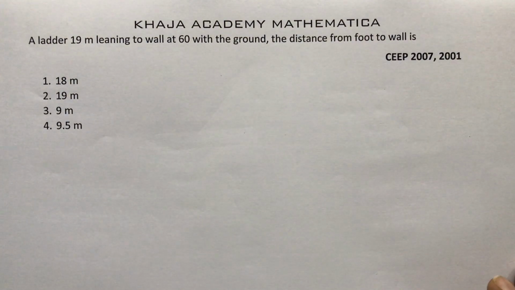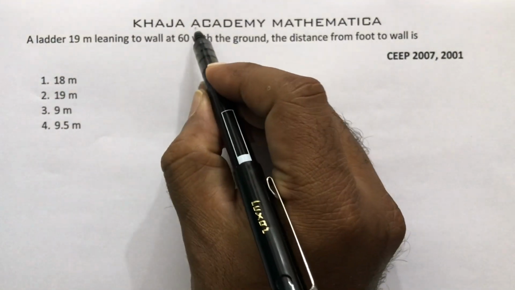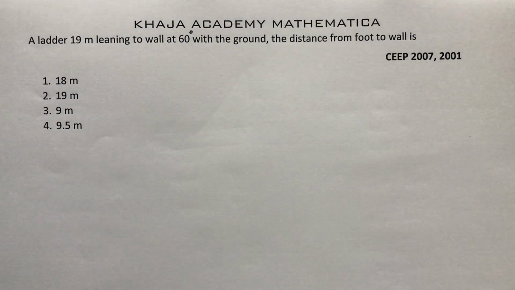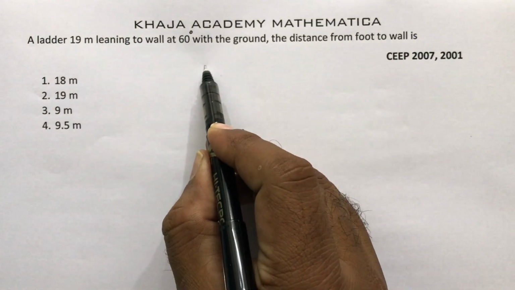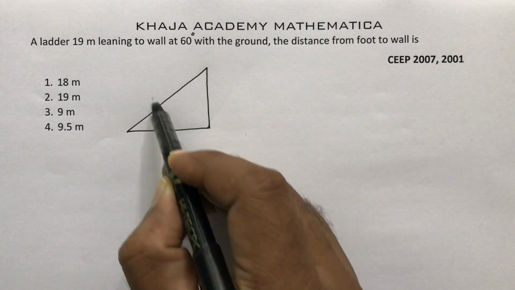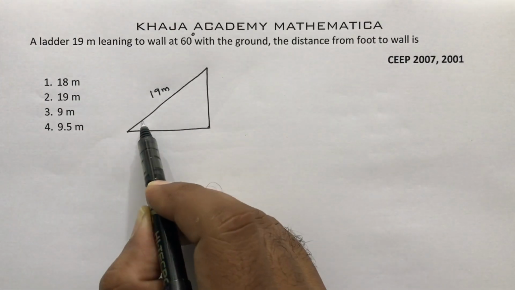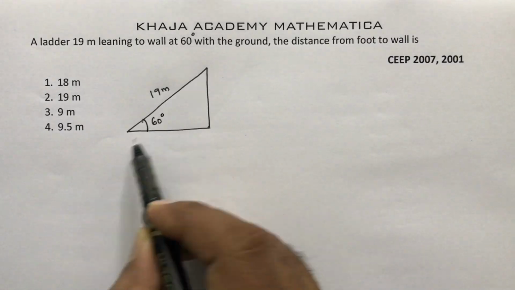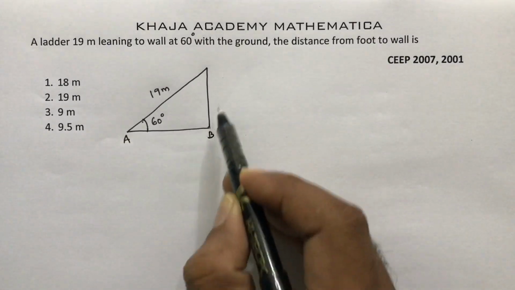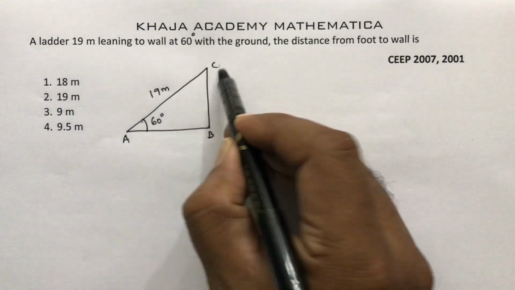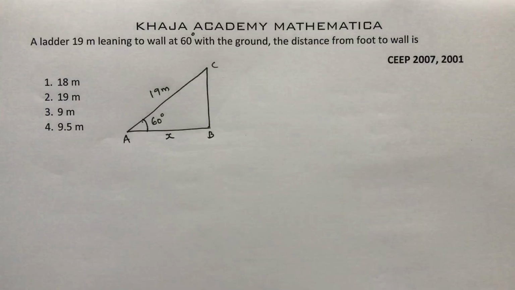A ladder 19 meters long is leaning to a wall at 60 degrees with the ground. So if you take a ladder 19 meters long leaning to the wall, 60 degrees with the ground, they told, so here 60 degrees. We need to find the distance of the foot of the ladder to the wall. So we need to find x.